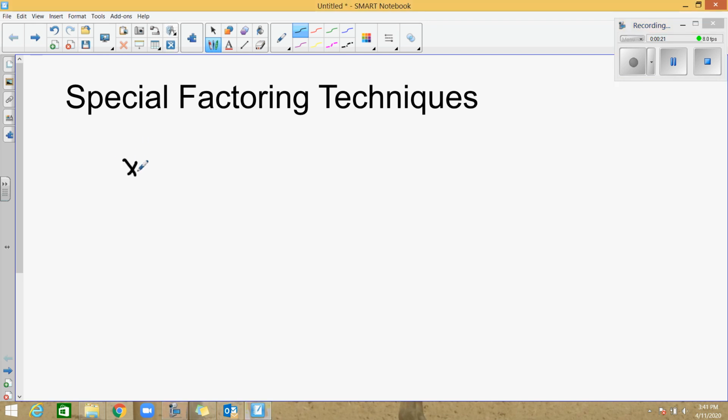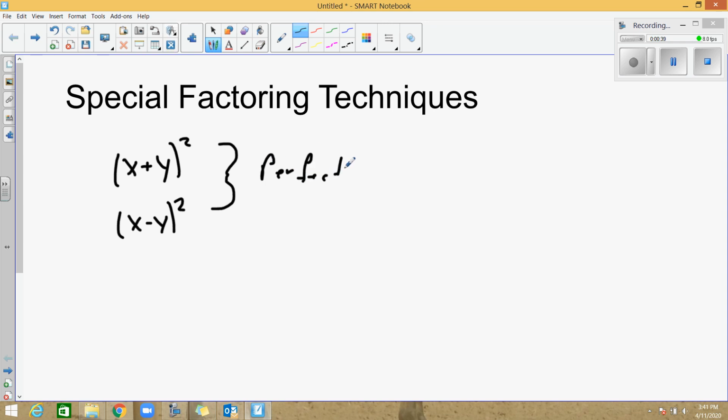So we get an x plus y, and this is the generic sense of it, that quantity squared. Or it can actually be an x minus y quantity squared. Now, I don't really worry about the positive and negative very much because it just evolves in front of you. And both of these guys are called perfect square trinomials.